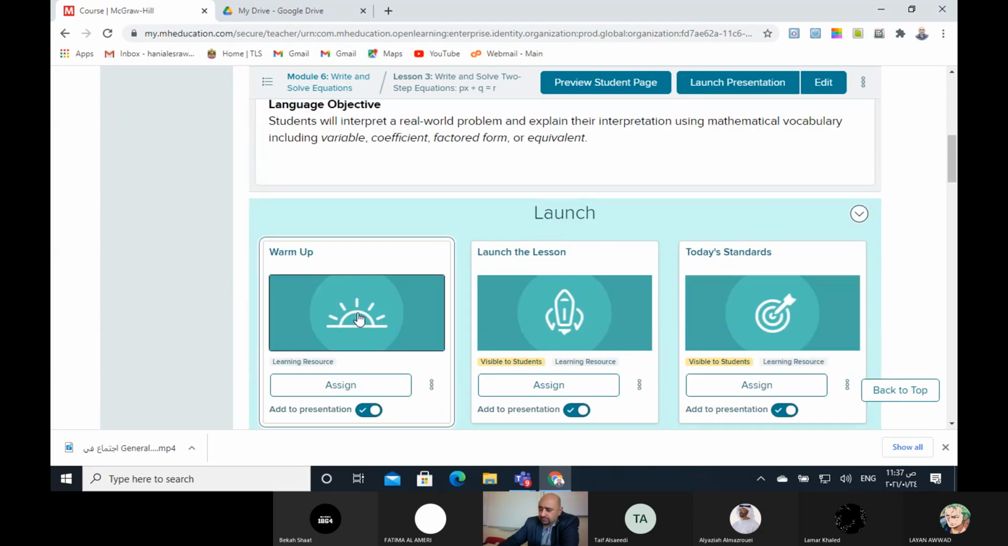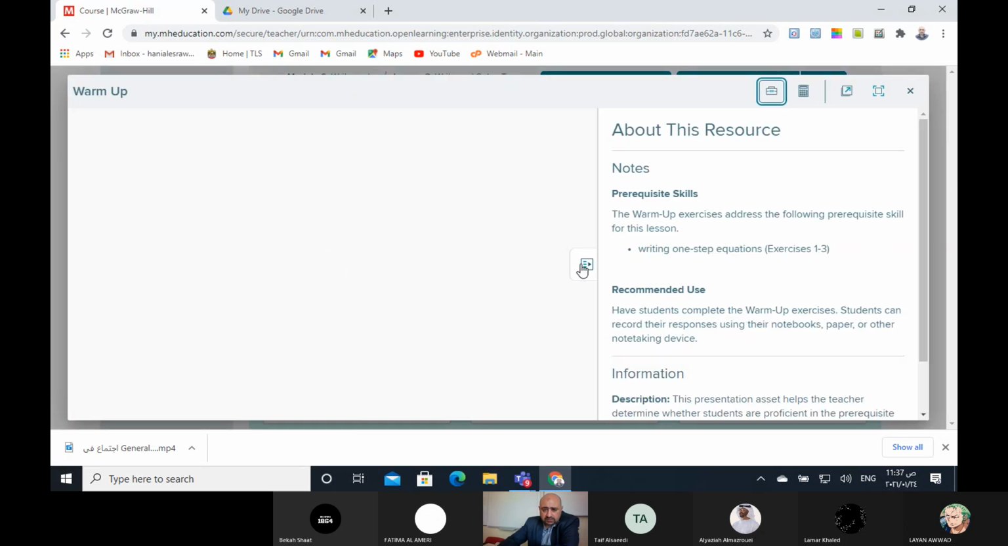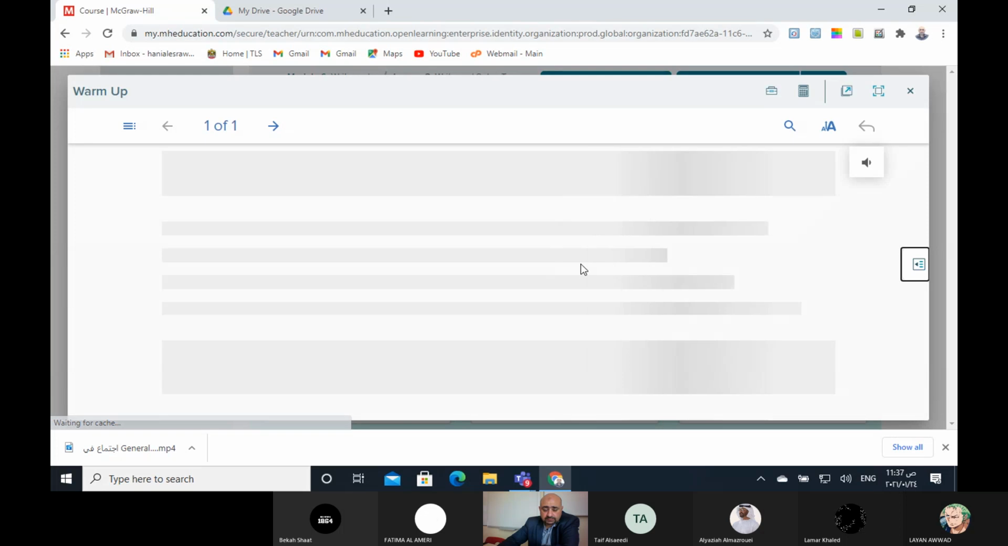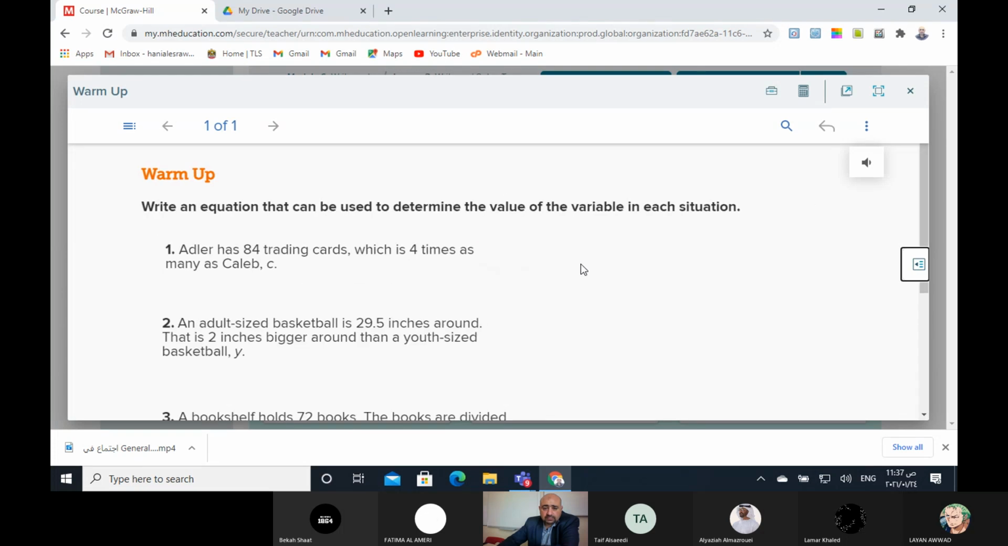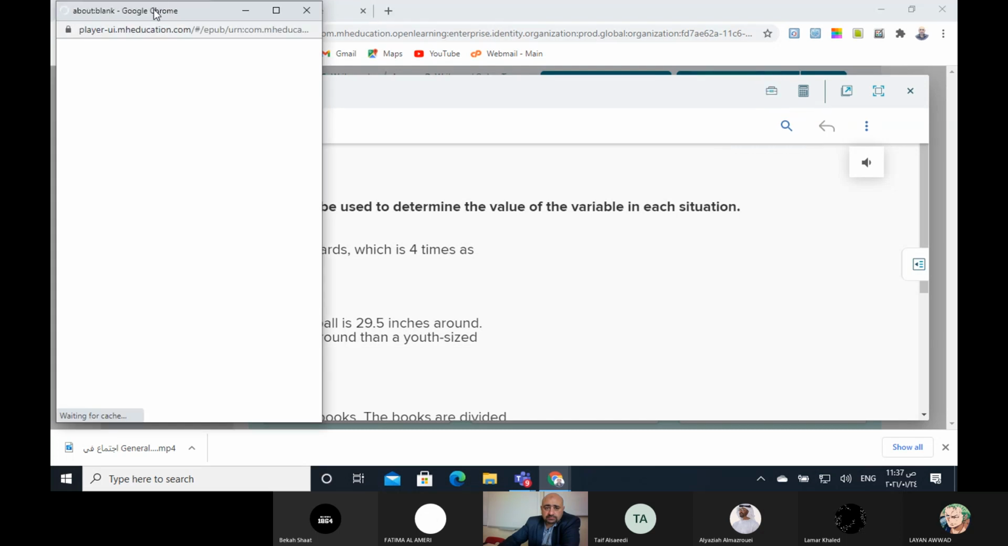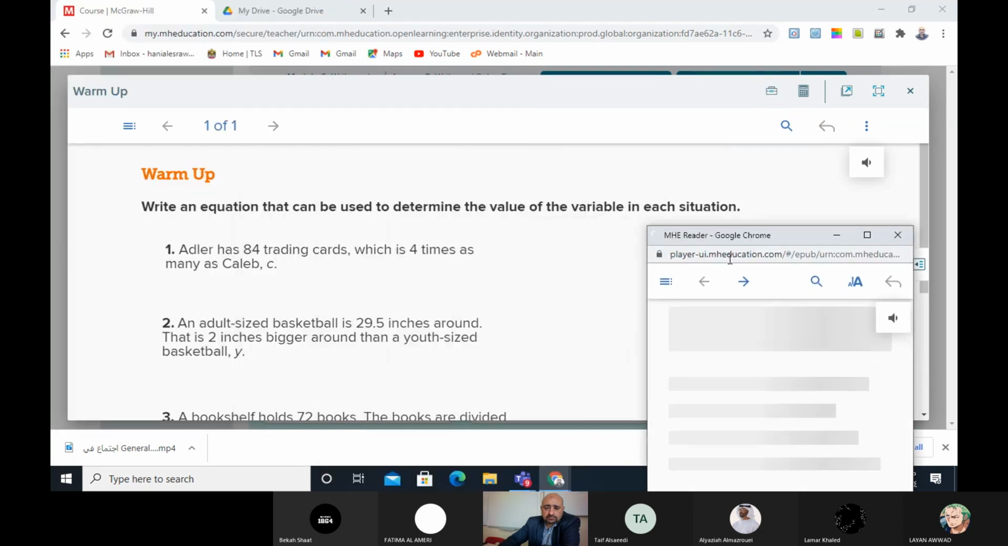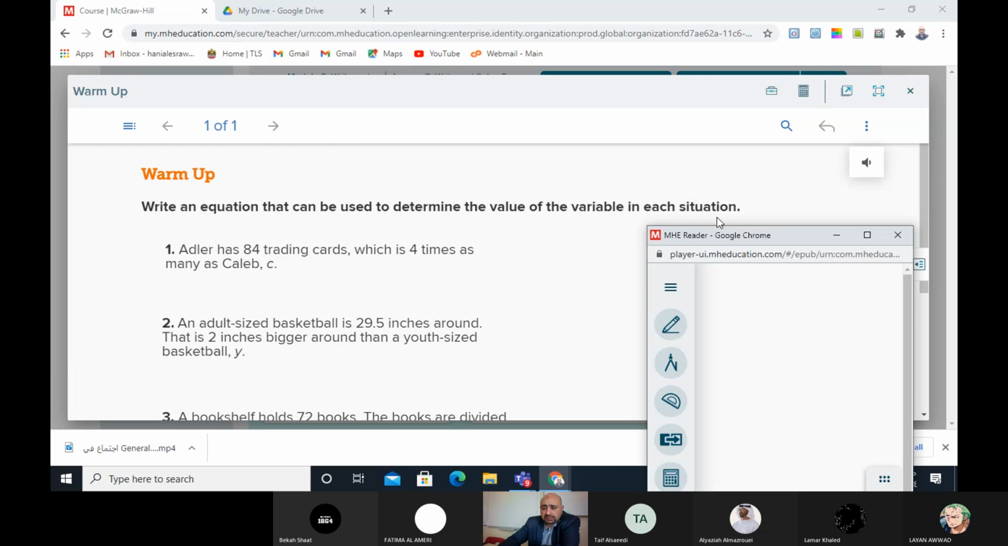Now I want all of you to prepare your notebook or any paper to work with me, please. The question now: write an equation that can be used to determine the value of the variable in each situation.